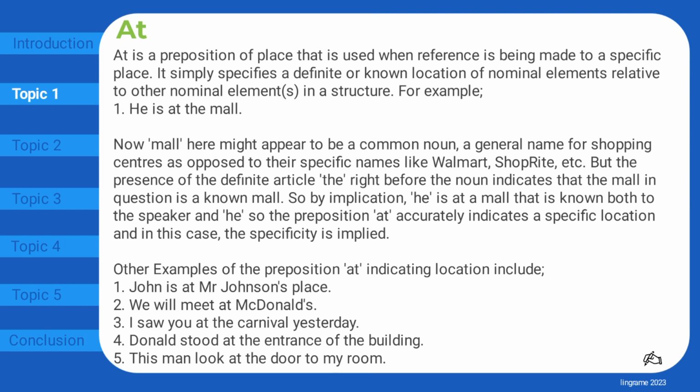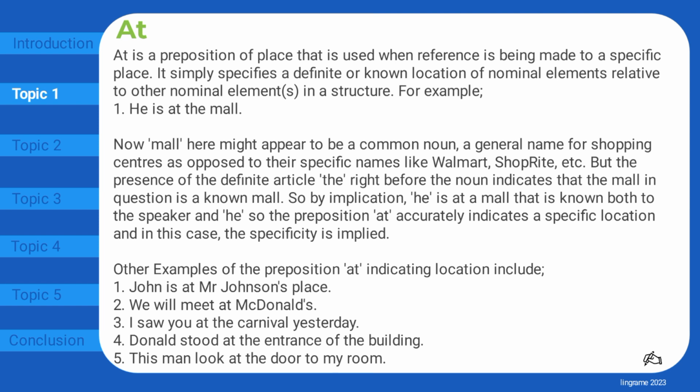Now mall here might appear to be a common noun, a general name for shopping centers as opposed to specific names like Walmart, ShopRite, etc. But the presence of the definite article the right before the noun indicates that the mall in question is a known mall. So by implication, he is at a mall that is known to both the speaker and the listener, so the preposition at accurately indicates a specific location, and in this case, the specificity is implied.